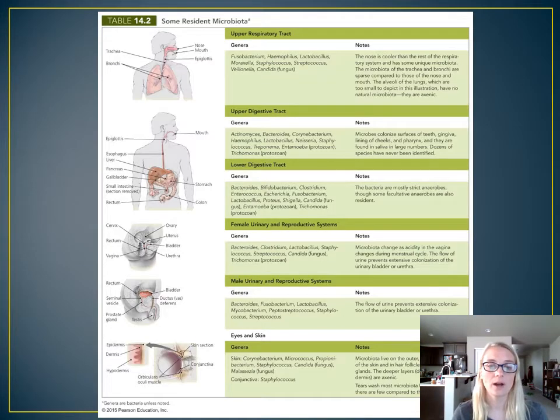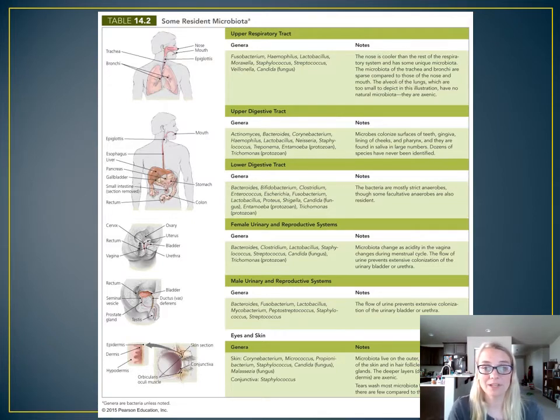Now, here's just a table from your book. Again, you don't need to memorize it, but it's kind of cool to see where they live, some of the genera found in these different body areas, and some notes you can read about their characteristics. For example, in your lower digestive tract, like your large intestine, E. coli, which we use in lab, the bacteria are mostly strict anaerobes, though some are facultative anaerobes, and they're also resident microbiota.